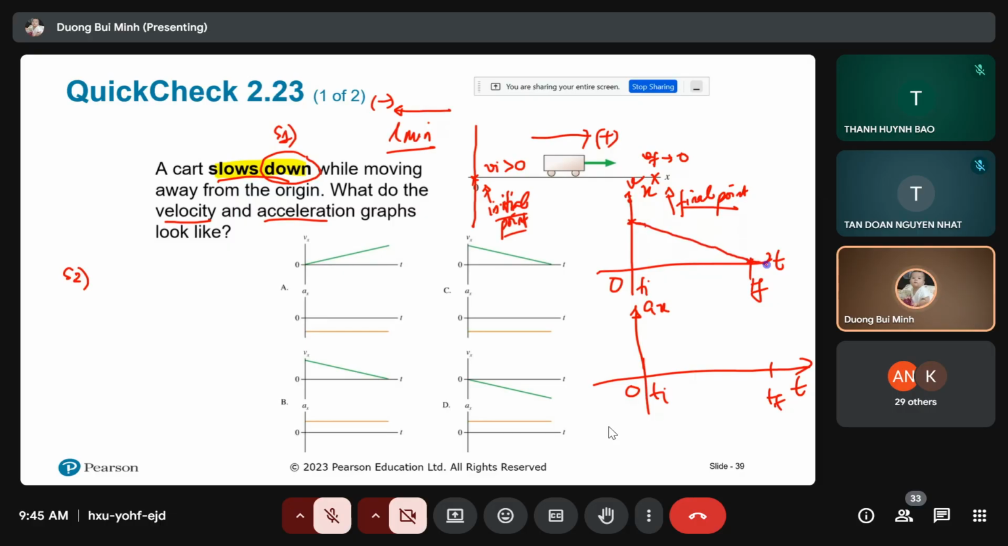Okay, slow down. So we can delete this one because at the beginning Vi is 0. No, because this is slow down, that means we have some initial velocity different from 0. So we delete this one, we delete this one, so only this one and this one. Correct. Now we consider Ax.